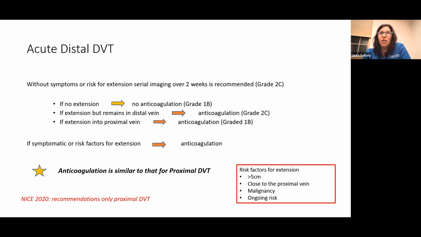If there's extension, but it remains in a calf clot, anticoagulation was recommended, although the grade of the evidence is not as strong as if it extended into a proximal vein. And if someone's symptomatic, or they have ongoing risk factors for extension, so they have an isolated calf clot, but they have cancer, you're going to go ahead and treat those folks. And if you're going to anticoagulate, there's no indication at the current time for a shorter course of anticoagulation, even if it's a calf clot.